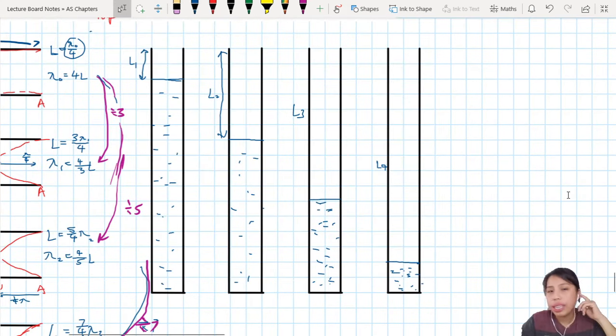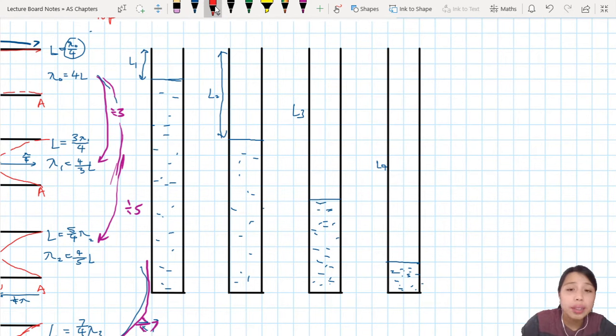So here we go again. We're going to draw all the lines. Now we are changing a different thing. We're not changing frequency anymore. We're changing the length. If I have a different water level, all this is water, then I'm basically changing the length of the air column where the air particles can vibrate.